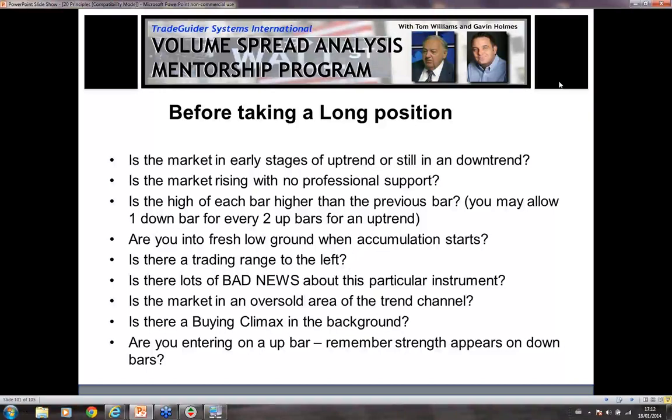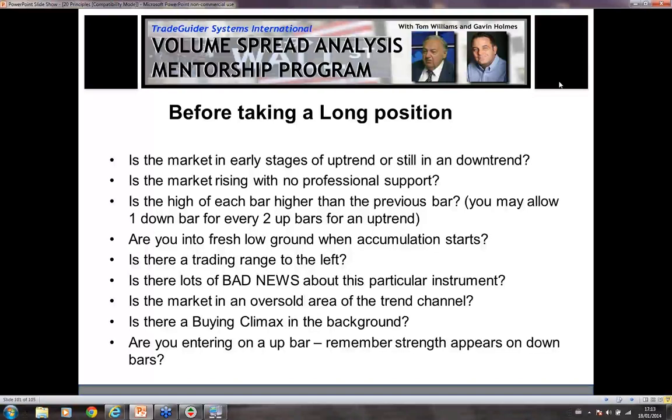Is the high of each bar higher than the previous two bars? Well, that means you're in an uptrend. And if you're in an uptrend, that's fine. You want to be looking for long trades. Are you into fresh low ground when the accumulation starts? Remember, if a market comes down into a price area where there's no price action for at least 500 bars, we call that fresh low ground. And if there's a bag holding signal there, it's going to be a great place to buy because you're buying the bottom. Always look at, have you got trading ranges to the left?